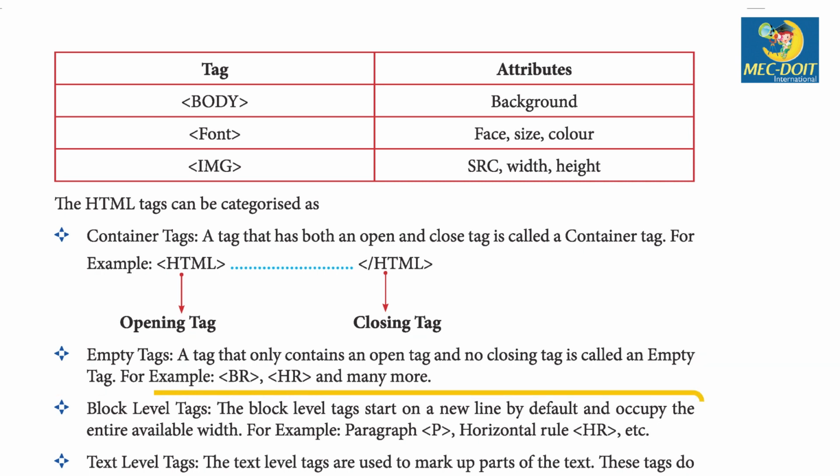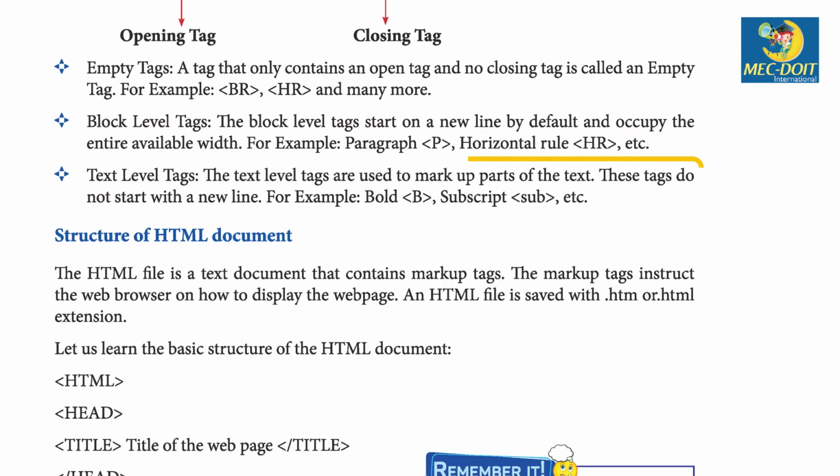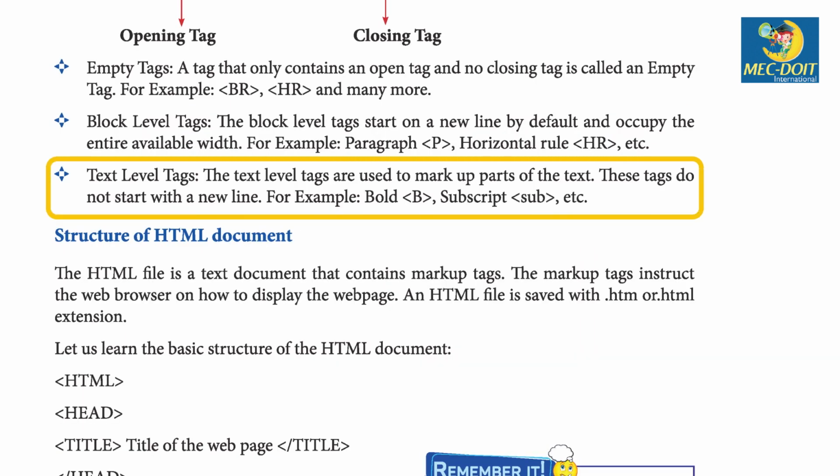Block level tag. A block level tag starts on a new line by default and occupies the entire available width. For example, paragraph P, horizontal rule HR, etc. Text level tag. The text level tags are used to mark up parts of the text. These tags do not start on a new line. For example, bold, angle with B, subscript, angle with sub, etc.